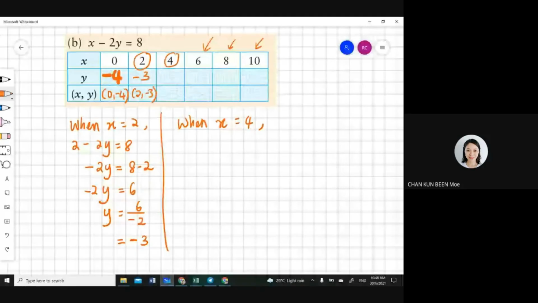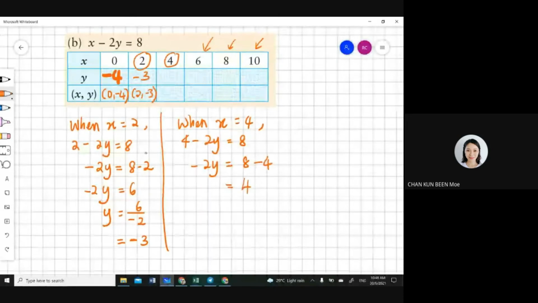So 4 minus 2y equal to x. Negative 2y is, we are going to send the 4 over, positive 4 becomes negative 4. So it becomes x minus 4. X minus 4 is 4. So if you want to get the value of y here, we need to send the negative 2 over, becomes 4 divided by negative 2.